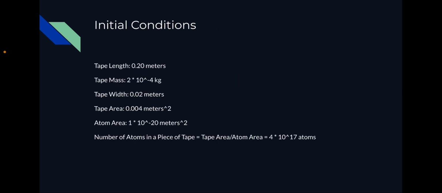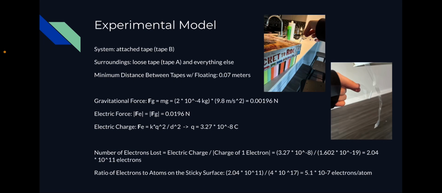So initial conditions for this lab, the length of the tape that I used was 0.2 meters. The tape mass thus was then 2 times 10 to the negative 4 kilograms. The tape width was 0.02 meters, and the tape area was 0.004 meters squared. The area of an atom, for reference later on, is 1 times 10 to the negative 20 meters squared, and the number of atoms in a piece of tape is then 4 times 10 to the 17th atoms.